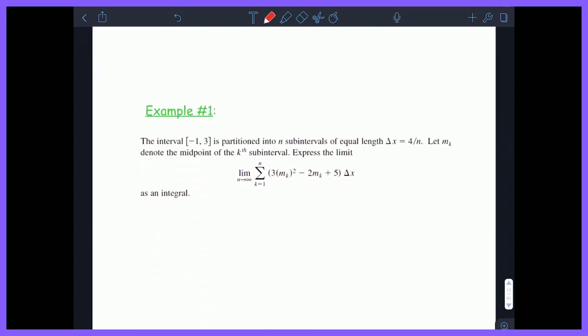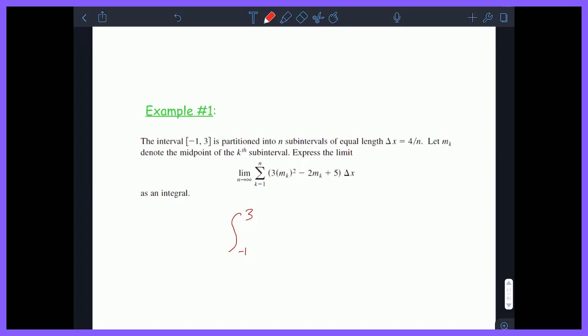Example 1. Let's take a look at how old notation would equate to new notation. So it says the interval is evaluated from -1 to 3, so I'm going to automatically start with my integral symbol and go from -1 to 3. Then it says partition to n subintervals of equal length, delta x equals 4 over n, let m sub k denote the midpoint of the k subinterval.